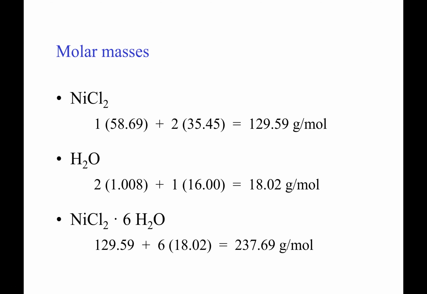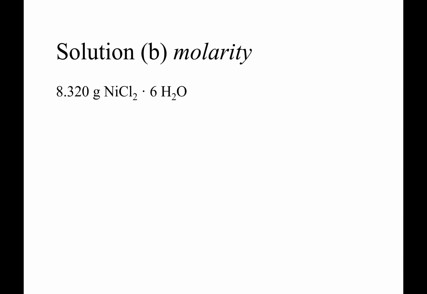So we have volume, which is no worries. We somehow need to get from the mass of the hydrated salt to the mass of the anhydrous salt, and there are a few ways to do that. Since I have it on my slides, I'm going to knock out molarity first. So I can start with the amount of hydrated salt I added: 8.320 grams of NiCl2·6H2O.